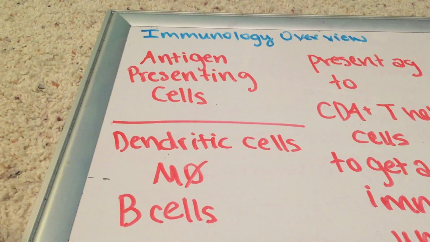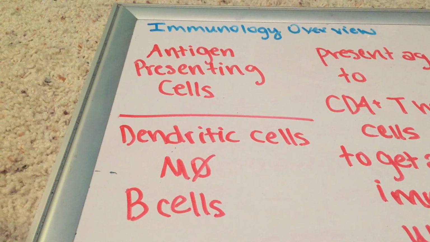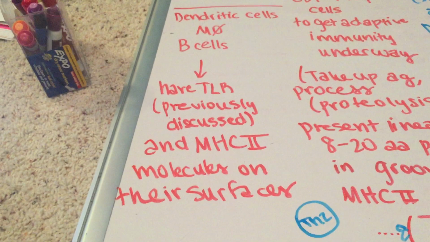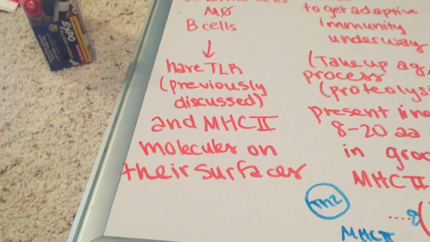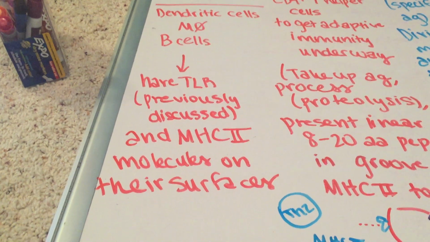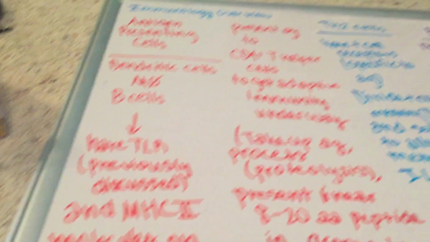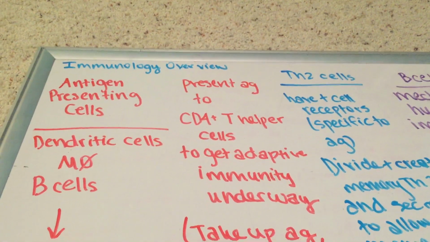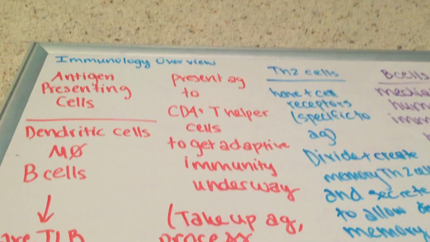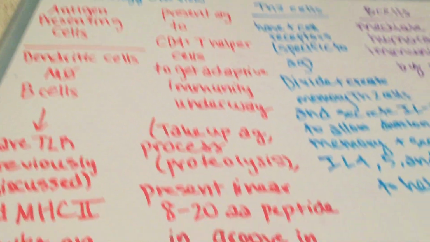So the antigen-presenting cells to review are dendritic cells, macrophages, and B cells. These cells have toll-like receptors, which we discussed in Part 3, and they have MHC2 molecules on their surfaces. So this means they can present antigens to the CD4 T helper cells to get the adaptive immunity underway.